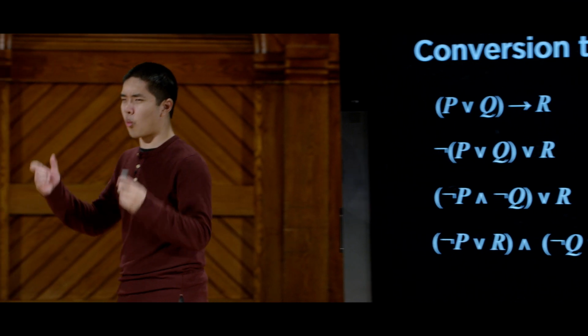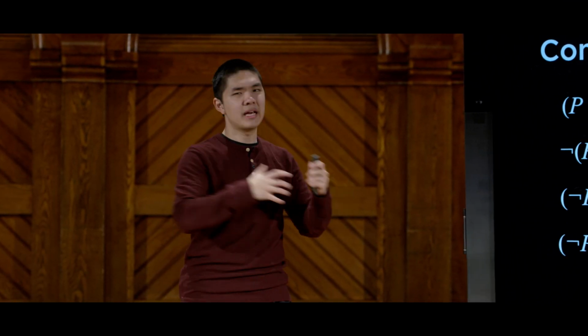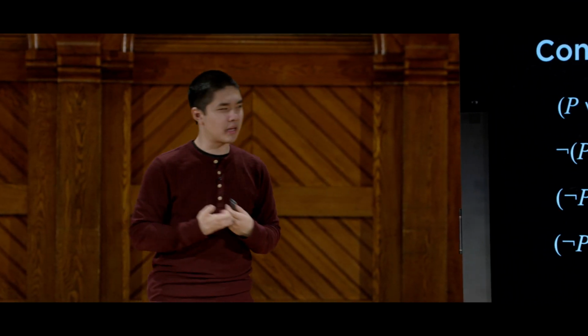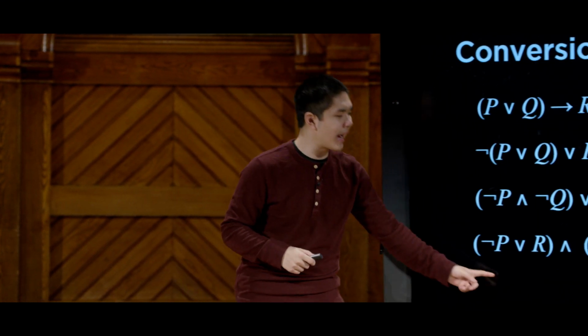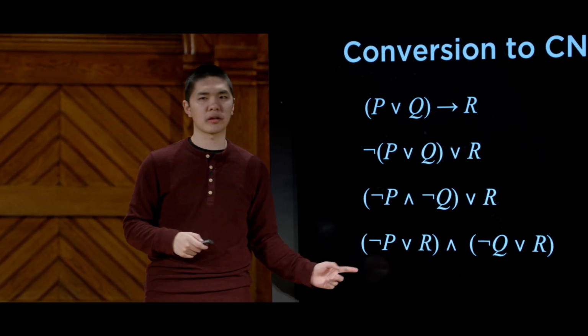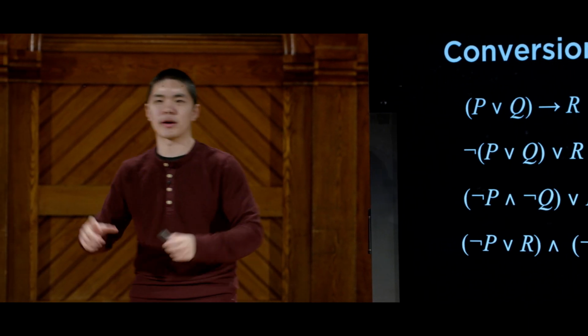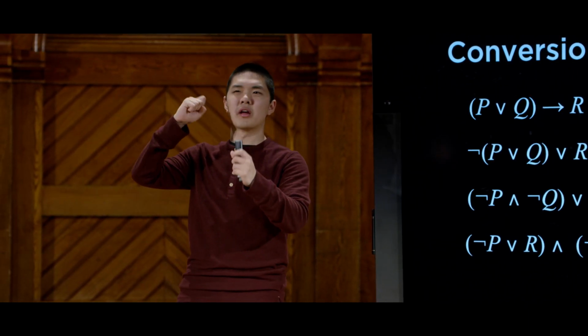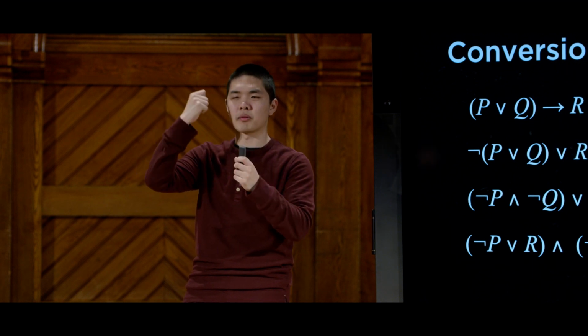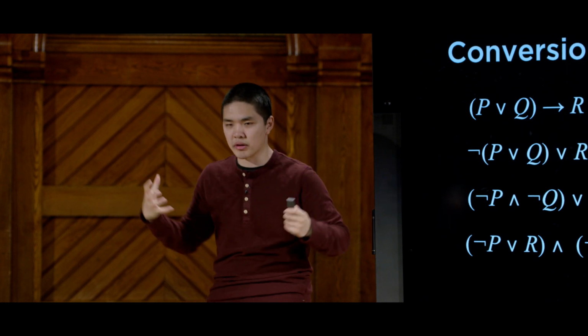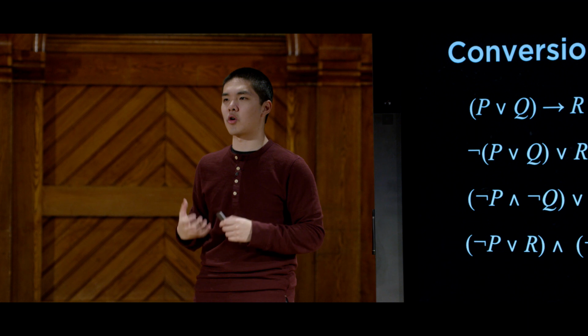So why is this helpful? Why do we even care about taking all these sentences and converting them into this form? It's because once they're in this form, these clauses are the inputs to the resolution inference rule that we saw a moment ago. If I have two clauses where there's something that conflicts or something complementary between those two clauses, I can resolve them to get a new clause, to draw a new conclusion.